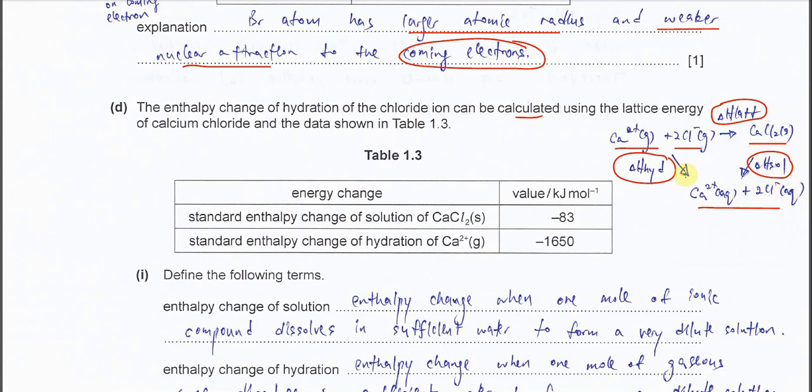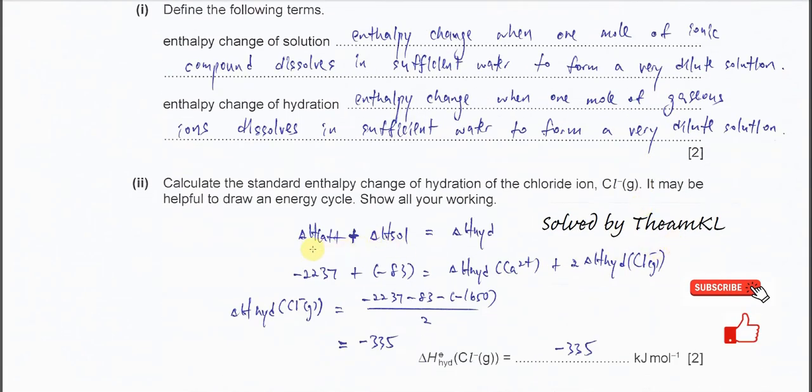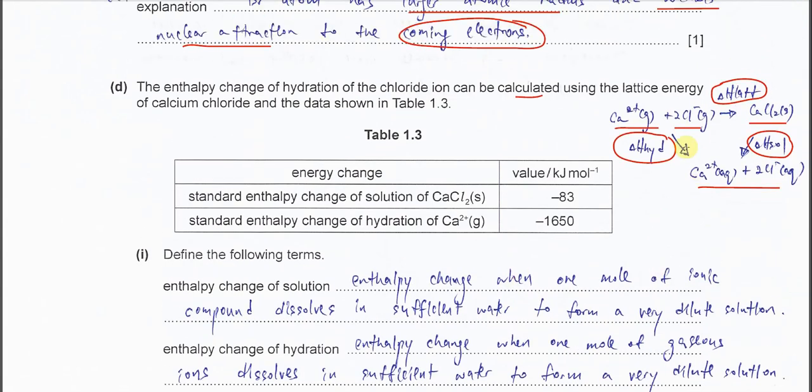So therefore we have this relation: delta H latt, the lattice energy, plus the enthalpy change of solution is equal to the enthalpy change of hydration. So the hydration enthalpy is always equal to the lattice energy plus the enthalpy change of solution. This is how we get this relation from this energy cycle.